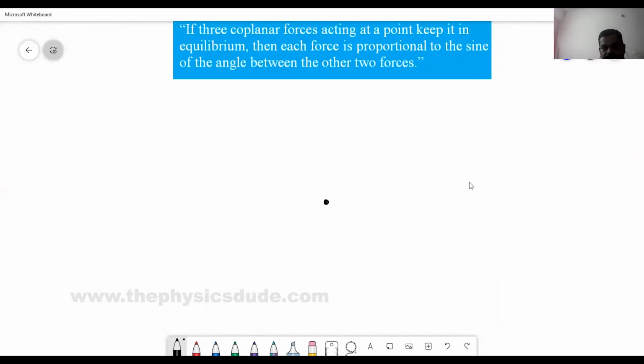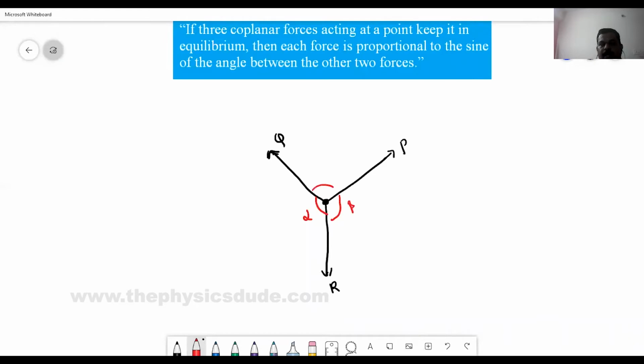Let's take a point. I am taking three coplanar forces. Let me take this force as P, this force as Q, and this force as R. There is a point, and this point is in equilibrium. So let us take the angle between Q and R as alpha, the angle between P and R as beta, and the angle between these two as gamma. Let's take this point as O, for example.